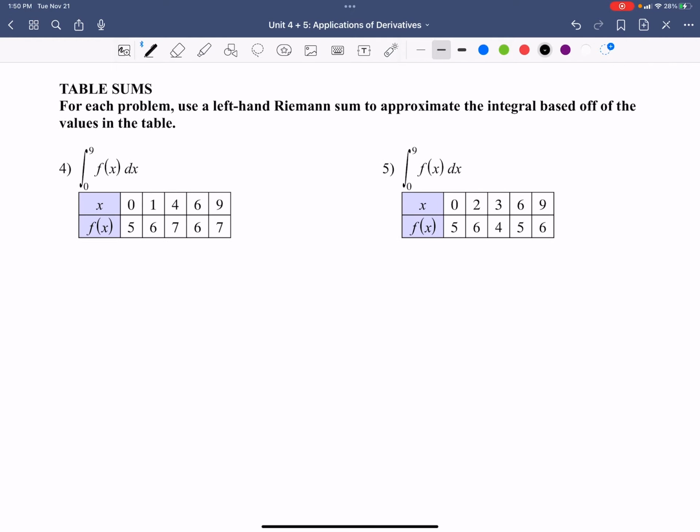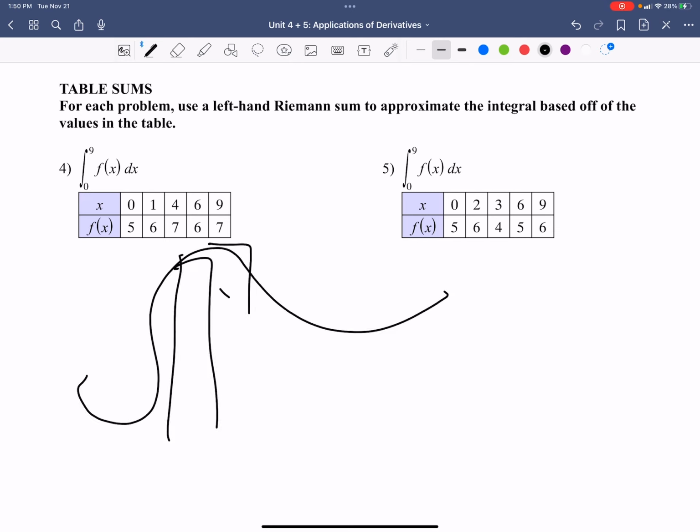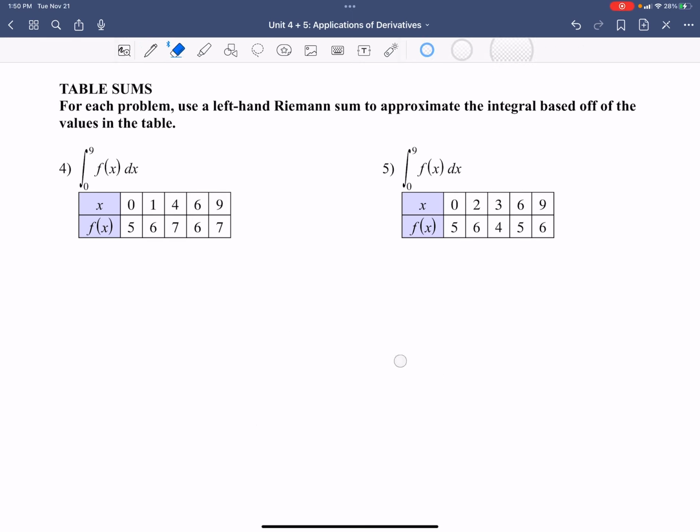All right, table sums. Sometimes they don't give us a function, and we still gotta find the area under the curve. And that's a little weird. You're like, what the hell? How we gonna do that? Well, we don't need to know all that stuff because these are approximations, right?